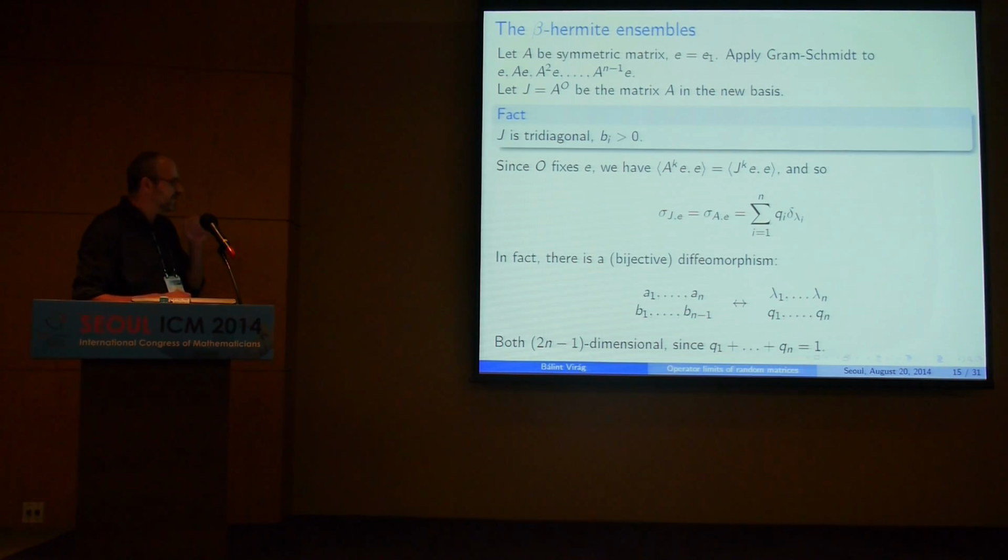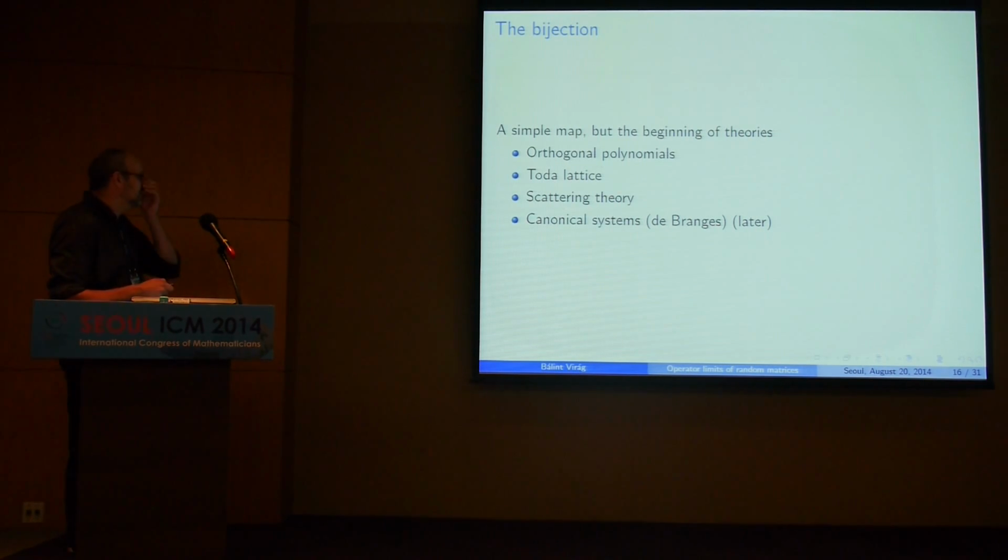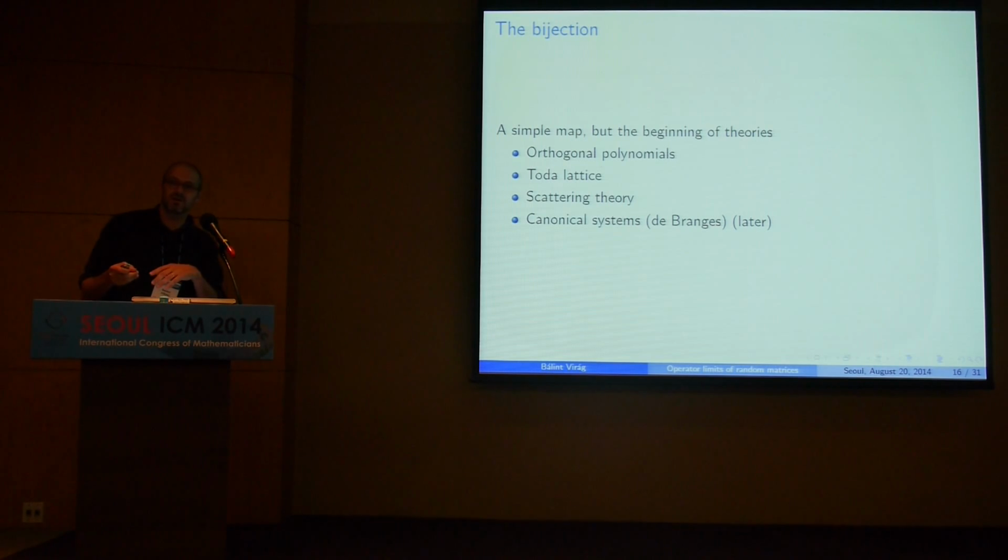It sort of encodes the same information, and that is true. This is a one-to-one mapping. It's a diffeomorphism, and it's beautiful. You can think of it as writing this measure in a different set of coordinates. And it's a simple transformation, but it's very nonlinear. Okay, and it's a beginning of many theories, including the theory of orthogonal polynomials and Toda lattice and scattering theory. Basically, many things that are simple in one coordinate system are hard in the other, so you do this transformation, and then you get something interesting.